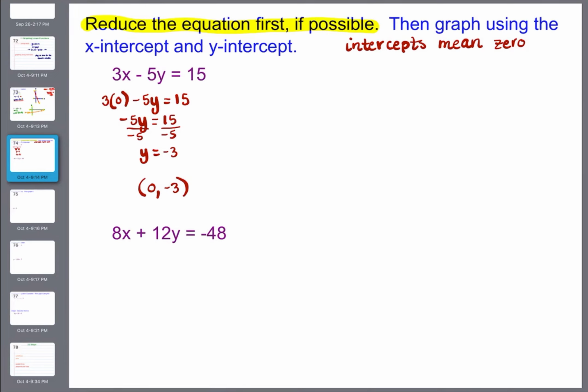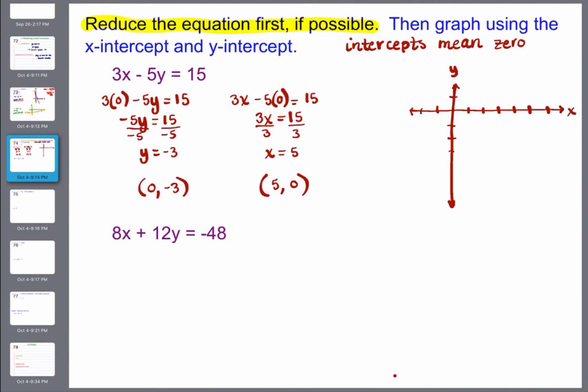So then we're going to repeat that. Now we're going to put in a 0 for our y. So 3x minus 5 times 0 is equal to 15. Obviously, the second term there is going to disappear, so we get 3x equals 15, so x equals 5. It only equals 5 when y is 0. Now graph this, 1, 2, 3, 4 points. So we start at the origin. Every point that I plug in here is true.